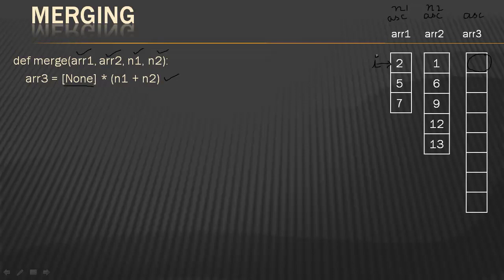Where is the smallest element in array 2? Also on the top, because that's also ascending order. So I place a variable j here. And k I will always place on the top in array 3. So I'm introducing three variables to you.